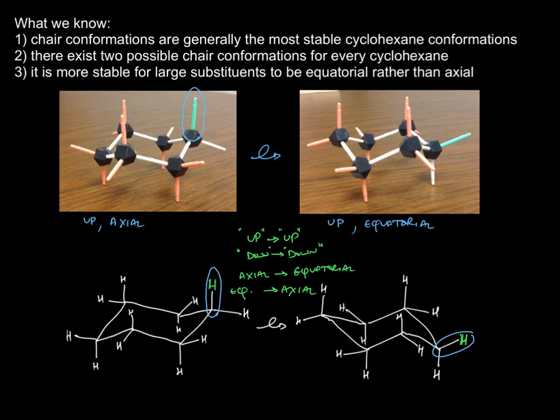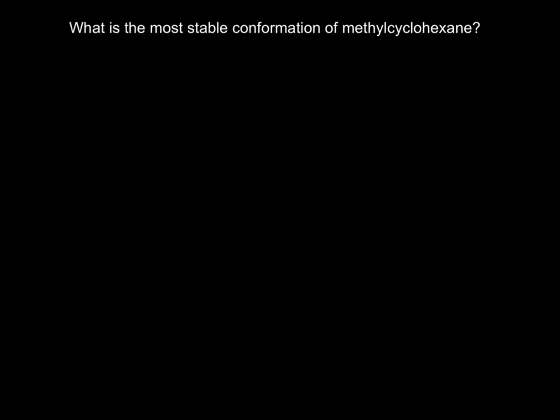And what that's going to do is help us to discern which conformation is most stable when we start to have larger substituents. So let's move into some examples of that. This is a relatively simple example in that we only have one substituent, but it illustrates exactly how we would walk through this procedure.